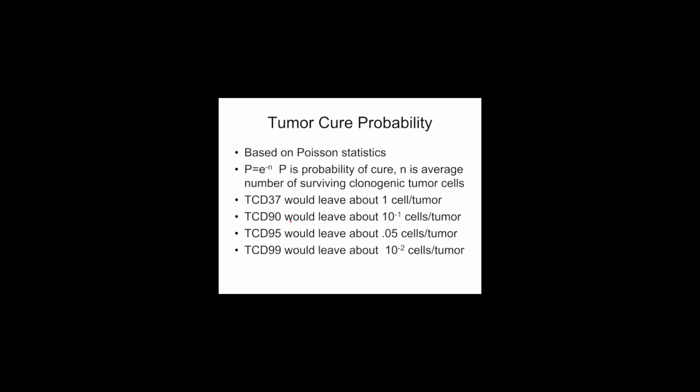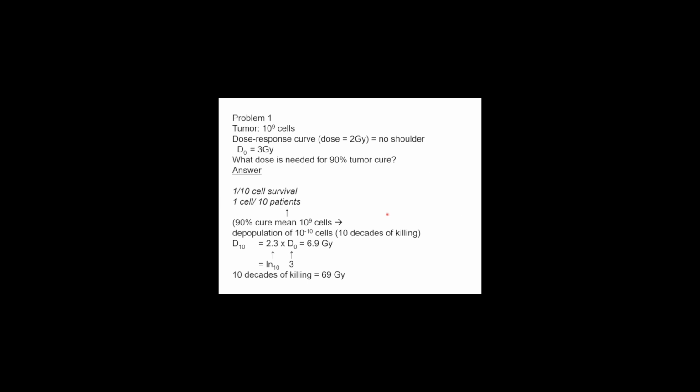So when we talk about depopulating of tumors, we are going to talk about depopulating from a tumor size of 10 to the 9th down to, say, 10 to the minus 1. How many logs of killing is that? That's 10 logs of killing. We're going to ask the question, if the D0 is X, how many D0s do we need in order to decrease the cell killing from 10 to the 9th down to 10 to the minus 1? Well, we're going to need 10 times 2.3 times the D0. We'll do some example problems of that, but that's how this is going to play a role. And actually, here are the problems.